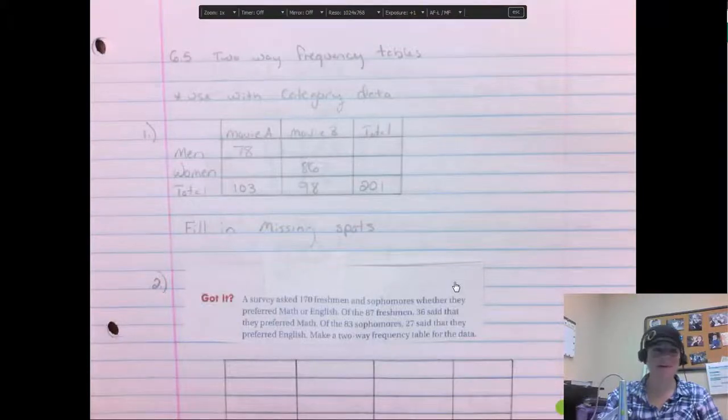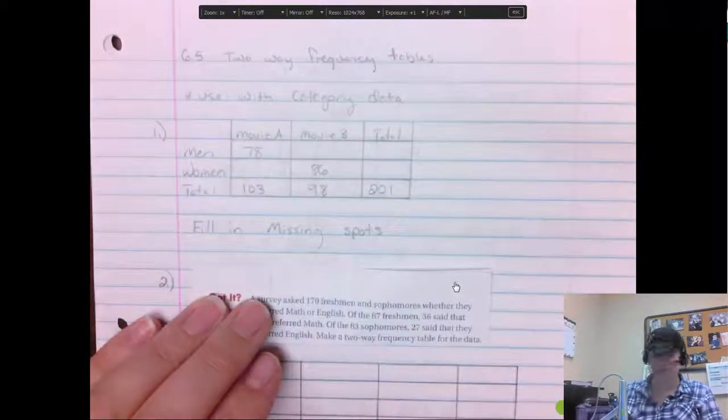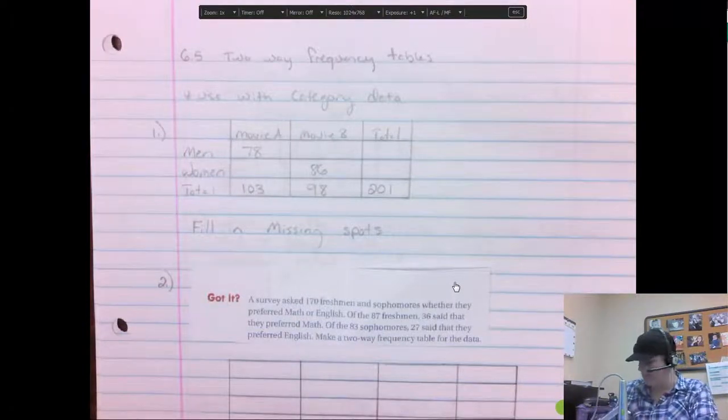Hi, this video is going to help with frequency tables, two-way frequency tables in section 6.5 of course 1, or any other person that needs to know about frequency tables. So the first thing is just a general idea of what it is. And we use category data for this one. Everything we've been doing so far in chapter 6 has been numerical data. This one's more for category data.